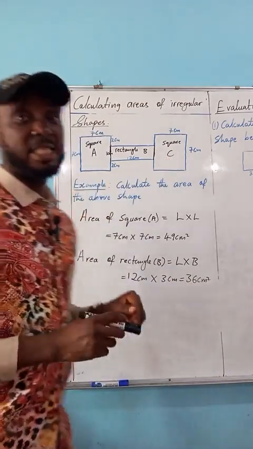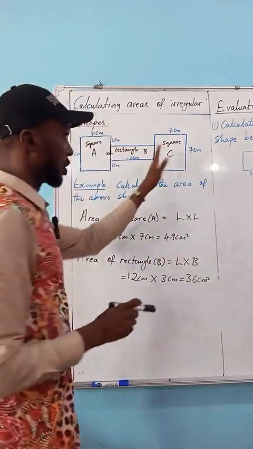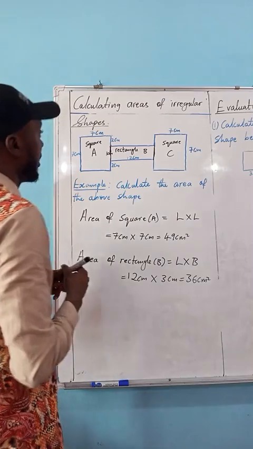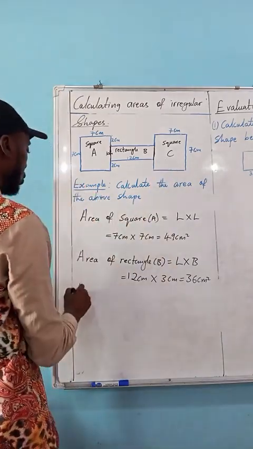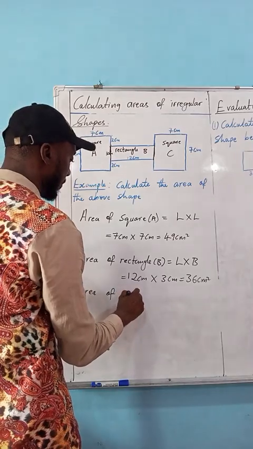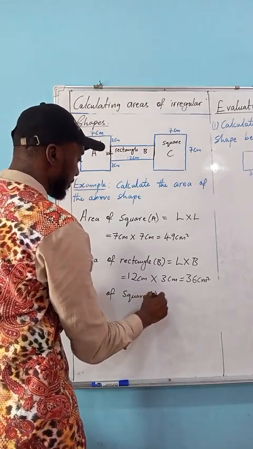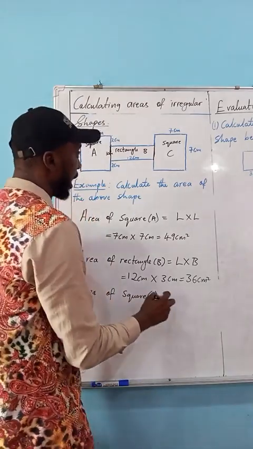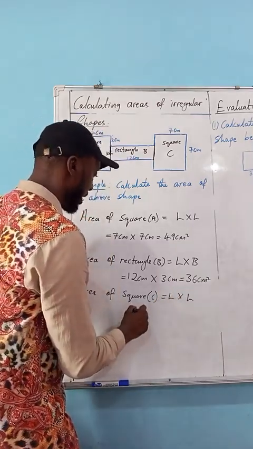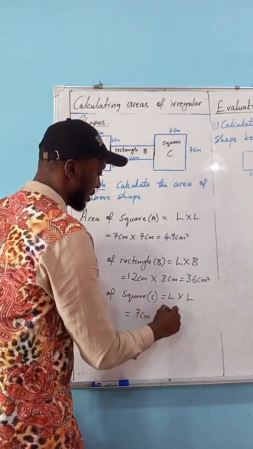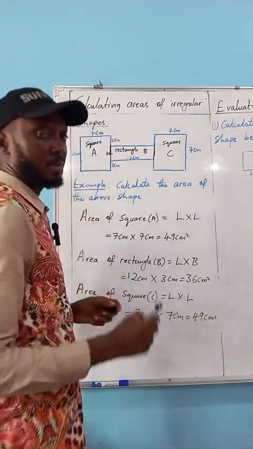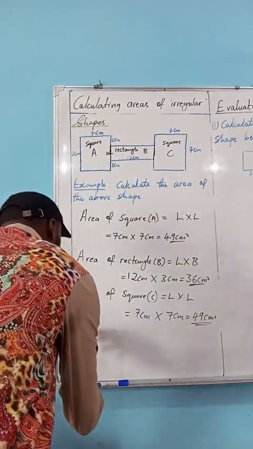Now, what we are looking at is the last shape there that formed this irregular shape. So the last shape is a square, so we will look for the area of a square. Area of square C is equal to the shape of C. We have L times L, which is equal to 7 cm times 7 cm, which will give us 49 cm squared.